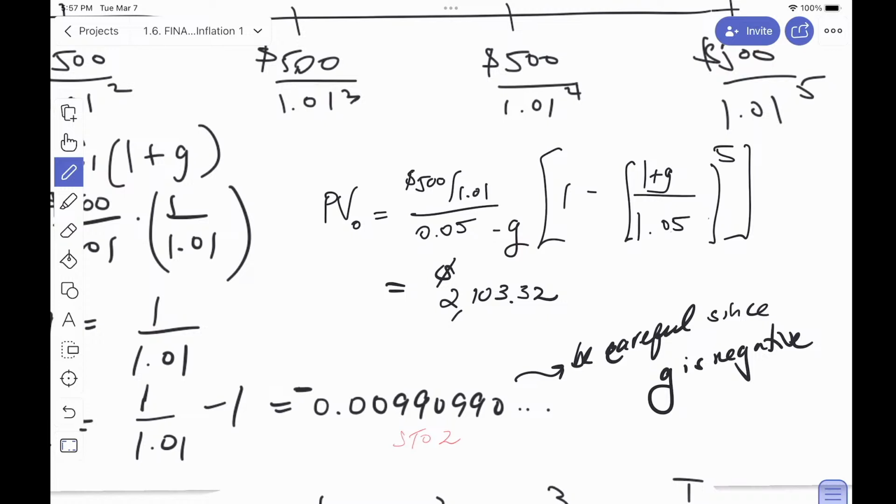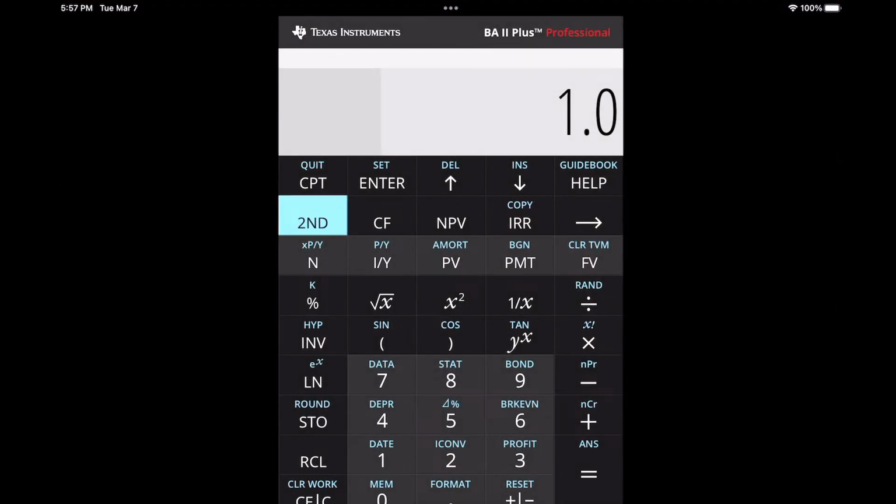All right, so let's try this now. It'll work. So 1 plus recall 2 equals, divided by 1.05 to the power 5, negative plus 1, multiply by 500, divided by 1.01, and then divide in brackets by 0.05 minus recall 2, close bracket, and I got it. All right, so that wasn't bad, it took a half an hour.